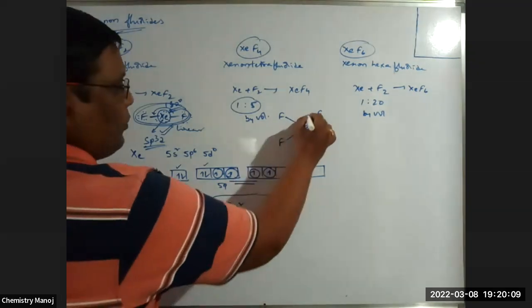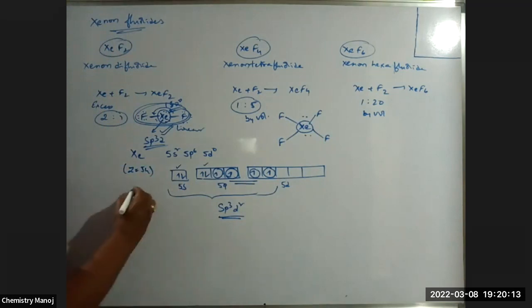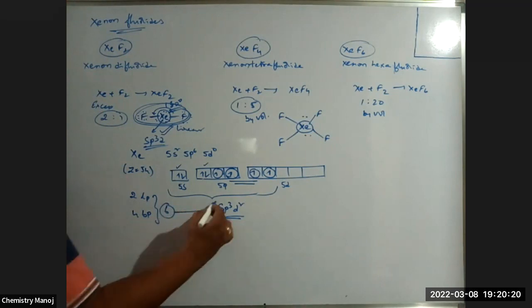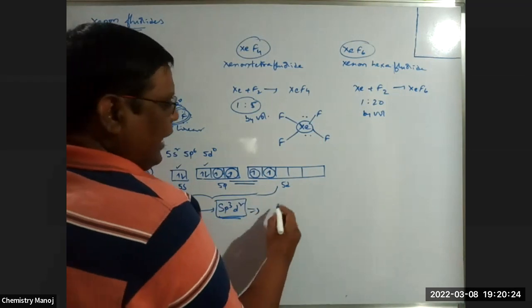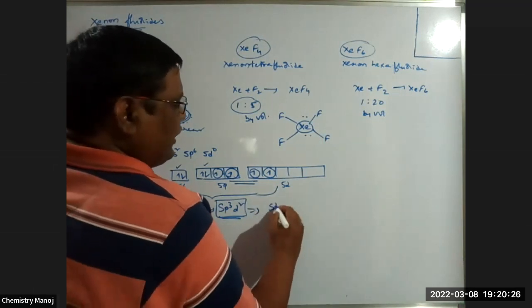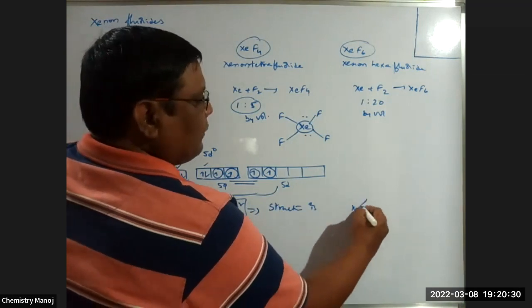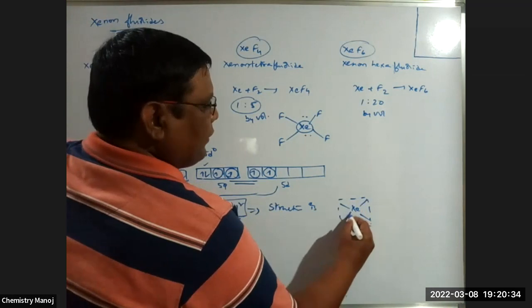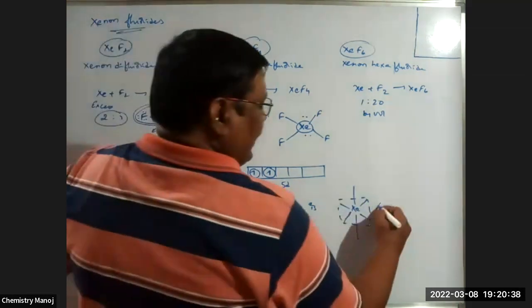Now how many lone pairs does xenon have? 2 lone pairs. So xenon has 2 lone pairs and 4 bond pairs, total 6 pairs, which means sp3d2 hybridization. Because it is sp3d2, the expected structure is xenon with 4 fluorines in a square, one above and one below. It is nothing but octahedral geometry.